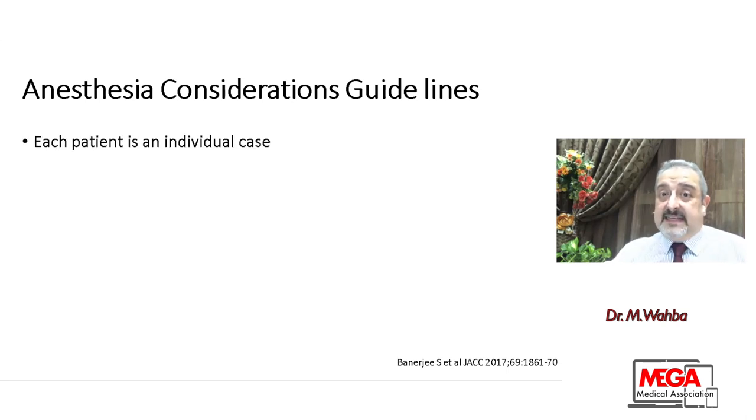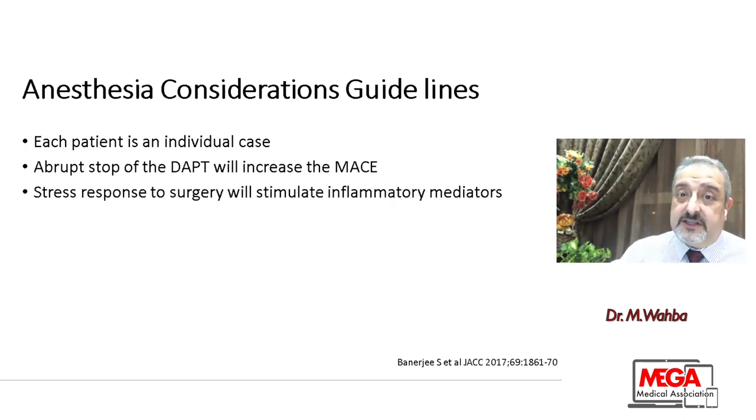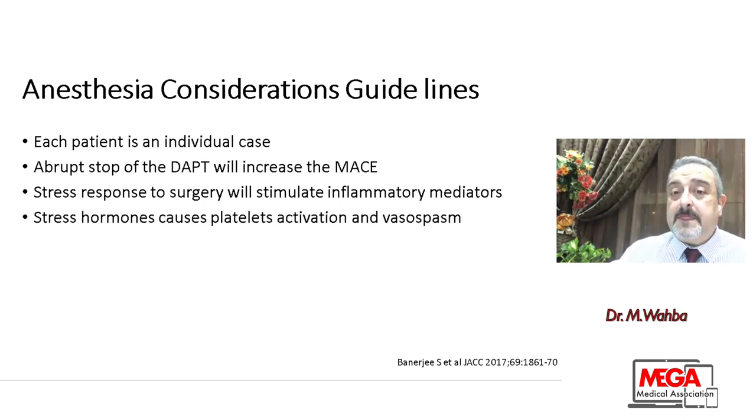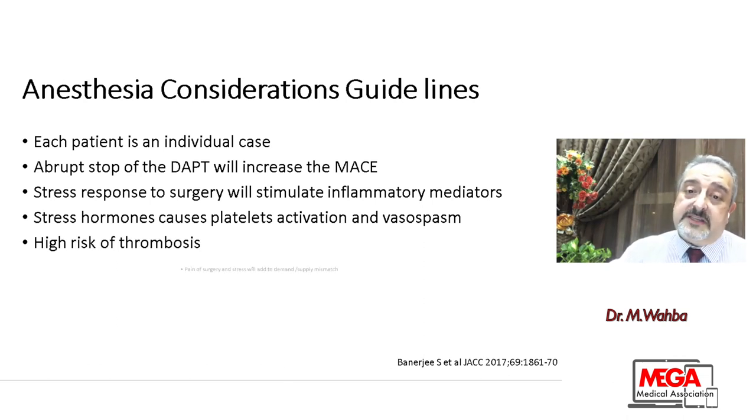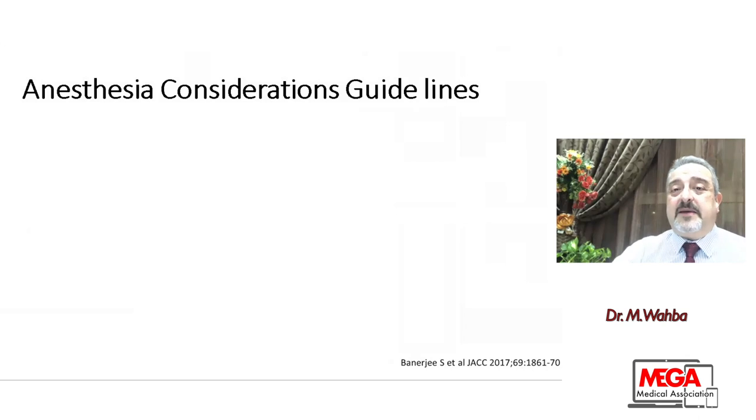So, as I said, each patient is an individual case, and abrupt stoppage of the dual antiplatelet therapy will increase major adverse cardiac events. The stress response to surgery will stimulate the inflammatory mediators, and the stress hormones cause platelet activation and vasospasm. It's a very high risk for thrombosis, and the pain of surgery and the stress will add demand supply mismatch. These are our problems. What shall we do from the anesthesia point of view?